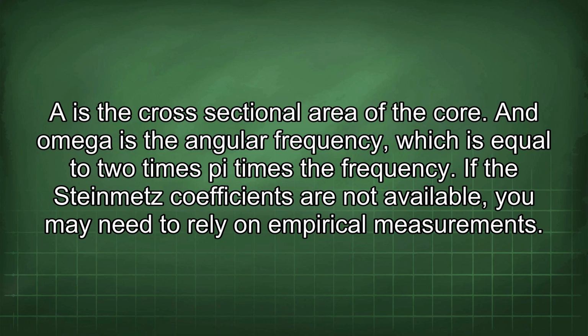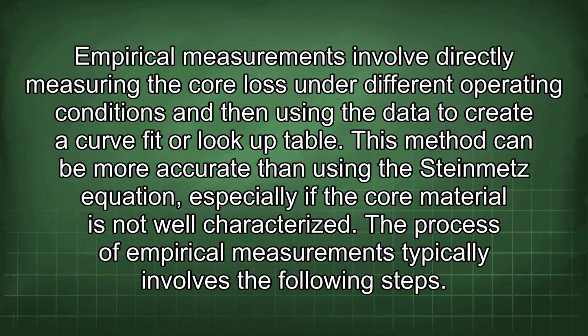If the Steinmetz coefficients are not available, you may need to rely on empirical measurements. Empirical measurements involve directly measuring the core loss under different operating conditions and then using the data to create a curve fit or lookup table. This method can be more accurate than using the Steinmetz equation, especially if the core material is not well characterized. The process of empirical measurements typically involves the following steps.